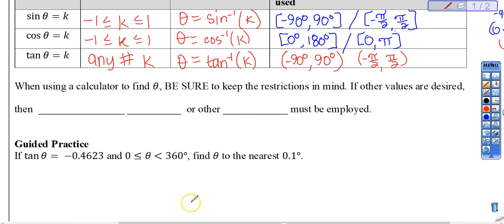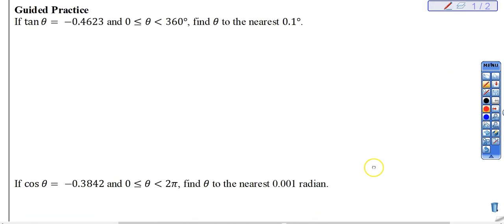Okay, so here we go. When using a calculator to find theta, be sure to keep restrictions in mind. These are the restrictions. If other values are desired, then reference angles or some other method that you decide on your own, you must employ something else. Okay? So I'm going to be asking you for multiple measures of theta over a full revolution. Okay? So here we go.